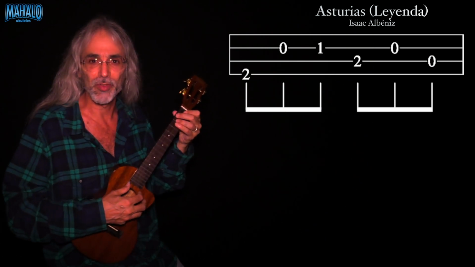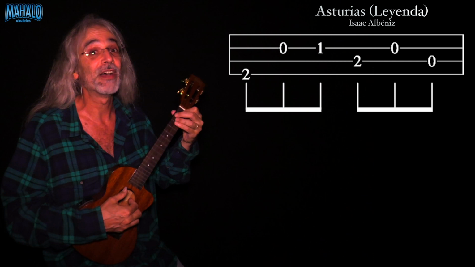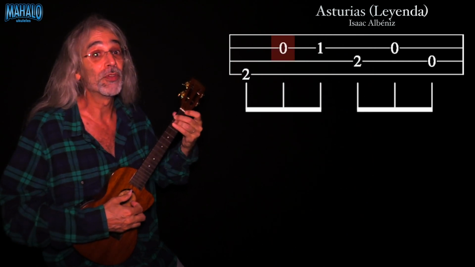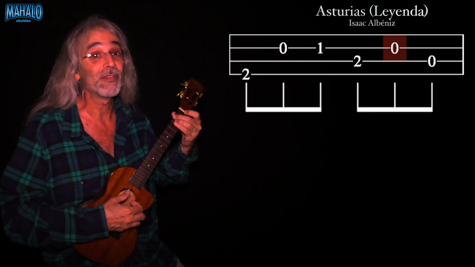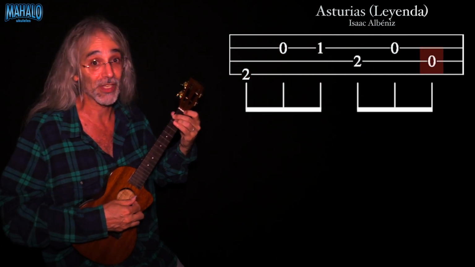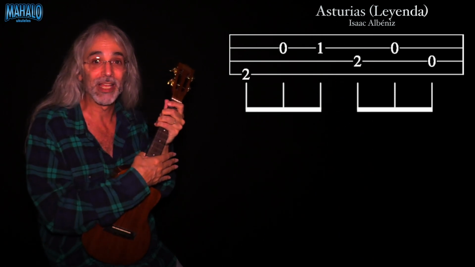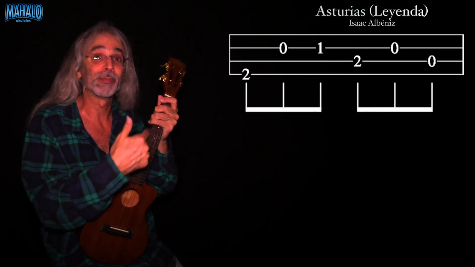Let's do it together. I'll give you a count of 6. 1, 2, 3, 4, 5, 6. And if that's too fast, just listen to the other recordings that I gave you. Play it slowly, and then eventually you'll be able to play it up at that speed.